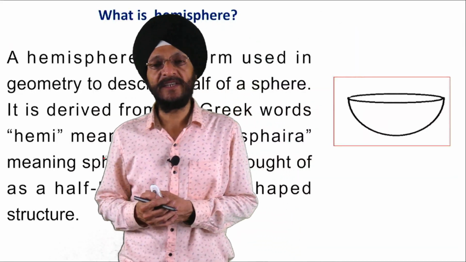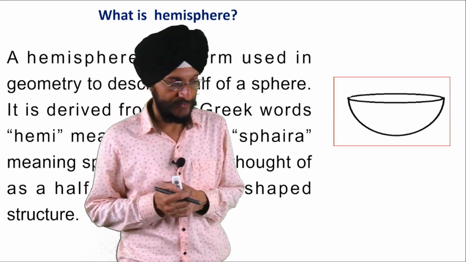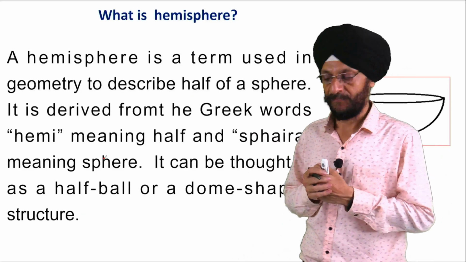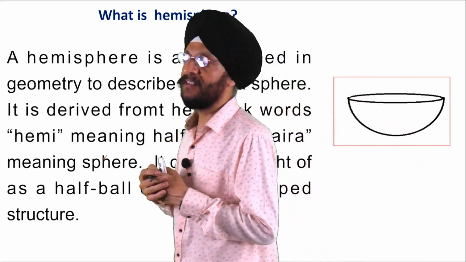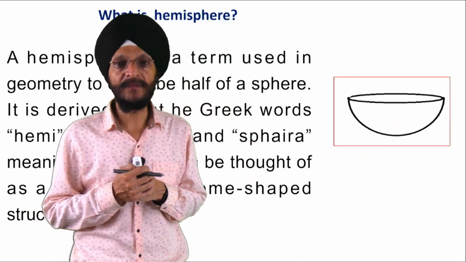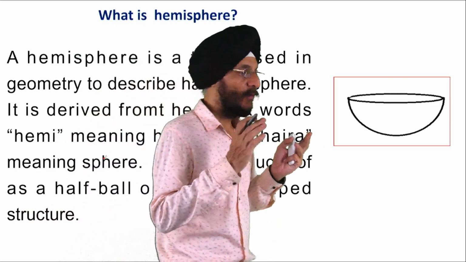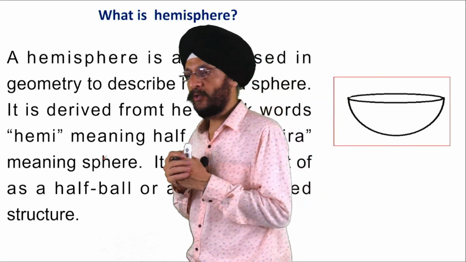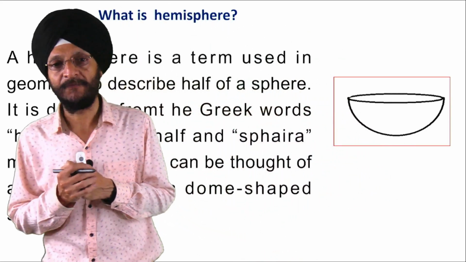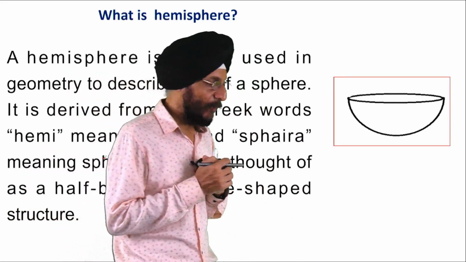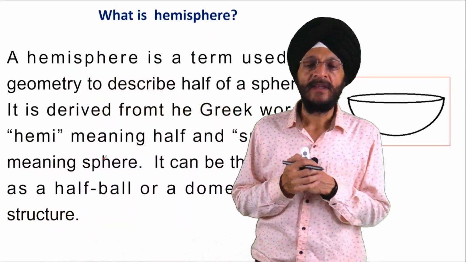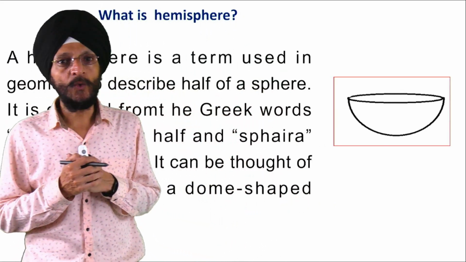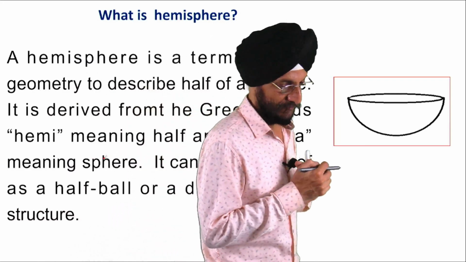Now we will understand what is a hemisphere, what is the difference between hemisphere and sphere, what are the real world examples of hemisphere, and how we can calculate the curved surface area and total surface area of hemisphere. First of all, we will talk about hemisphere. Hemisphere is a term which is used in geometry to describe half of a sphere.